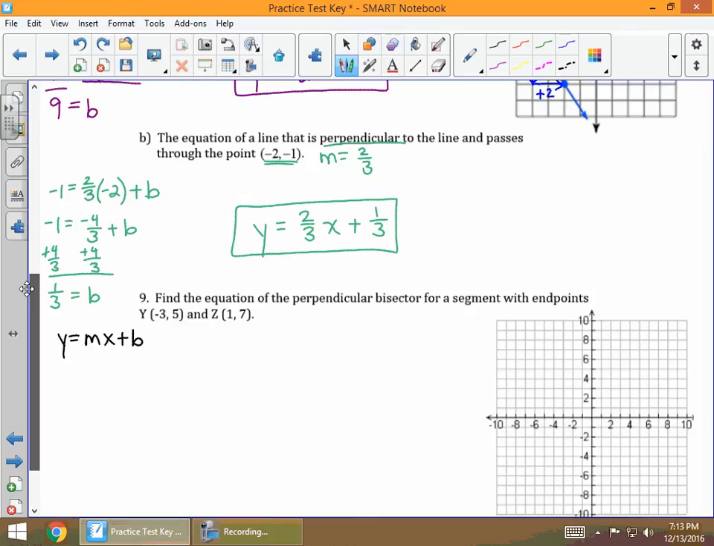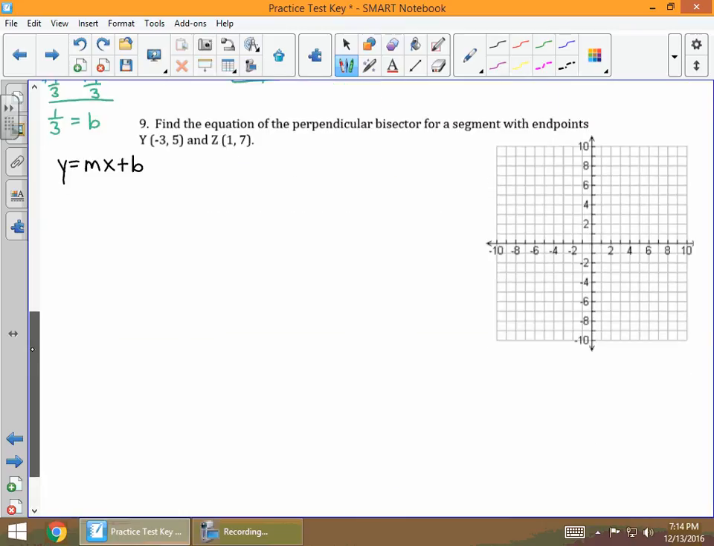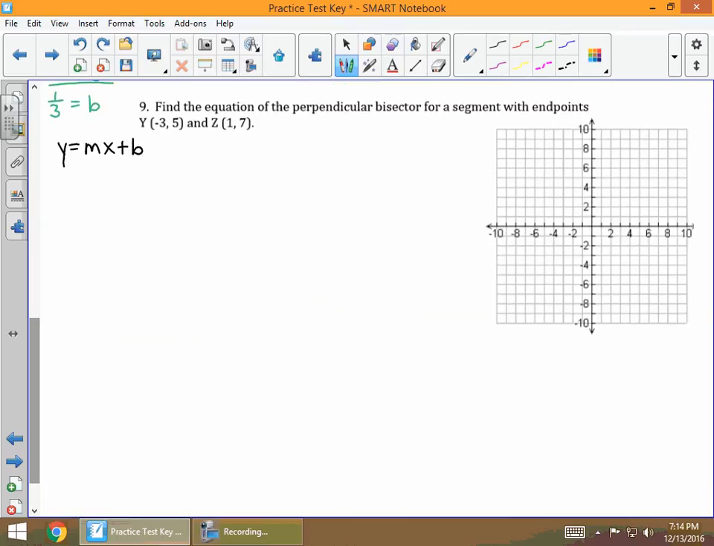Number 9, again, keep seeing this pattern over and over again. Find the equation of a line. So it's still y equals mx plus b. But this one is a little tricky. I absolutely love this problem. It says find the equation of the perpendicular bisector to the given segment with these endpoints.